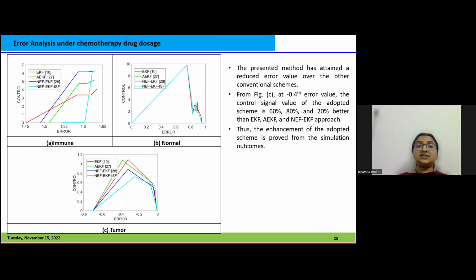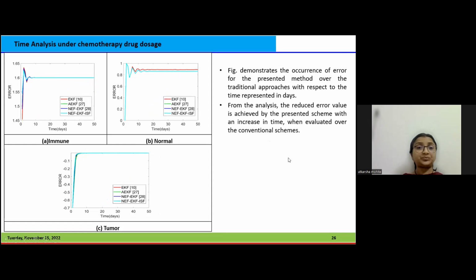Again, the error analysis, we have worked on the error analysis under the chemotherapy drug doses, where we have checked how much error is going to be flashed. The error which we have seen was 60, 80 and 20% better than the work which was published in the previous papers.